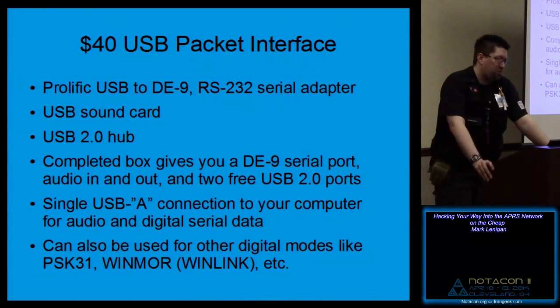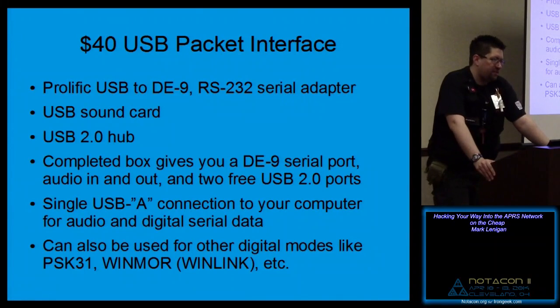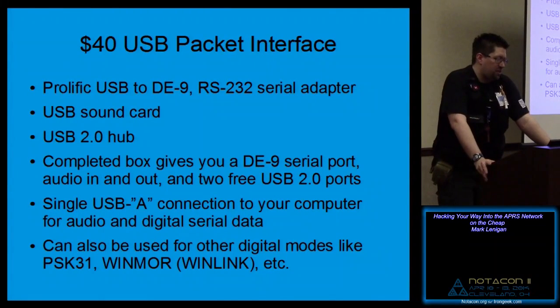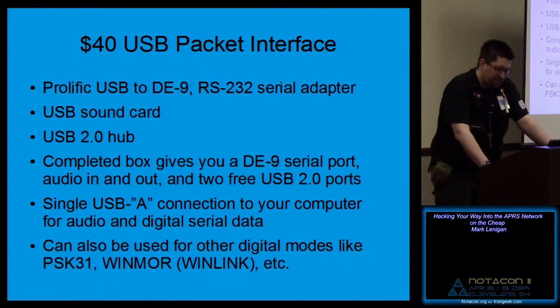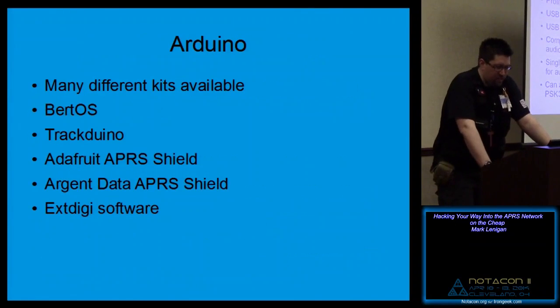You just plug it into the USB port, plug the audio cables into your radio. If you're running a more complicated radio, like a Yaesu FT-897, you can connect some of the computer control ports to the serial port or to the USBs, and you can do APRS, and you can do a whole lot more, like PSK31, which is a slow-speed Morse code using phase shift keying, and the WINMOR protocol, which is what Winlink can use. So for $40, this could be a pretty useful thing as a project.